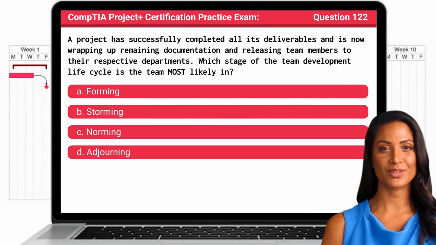Question 122. A project has successfully completed all its deliverables and is now wrapping up remaining documentation and releasing team members to their respective departments. Which stage of the team development lifecycle is the team most likely in?